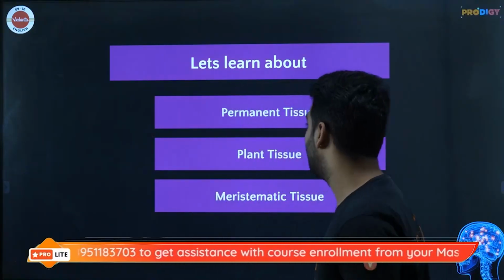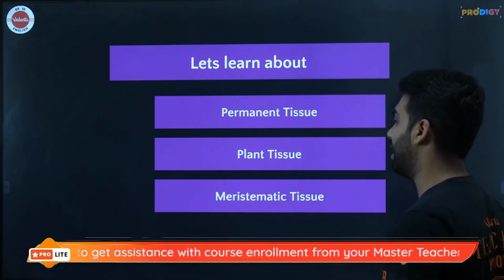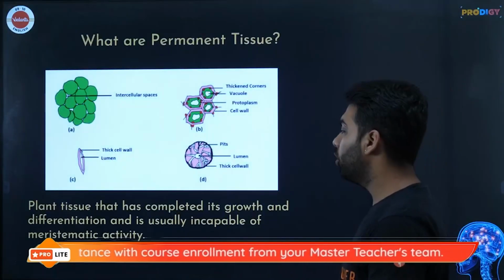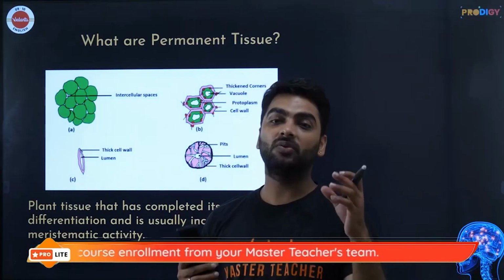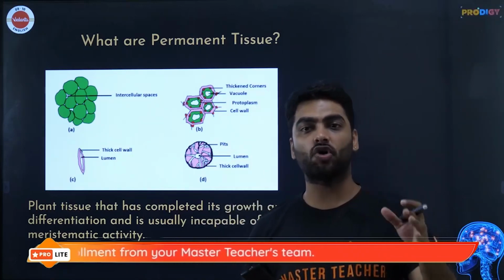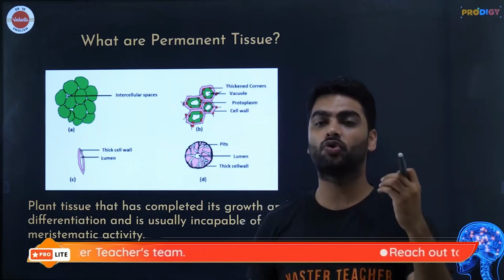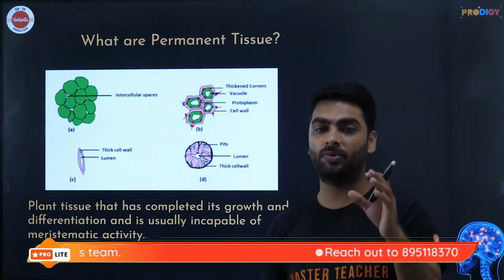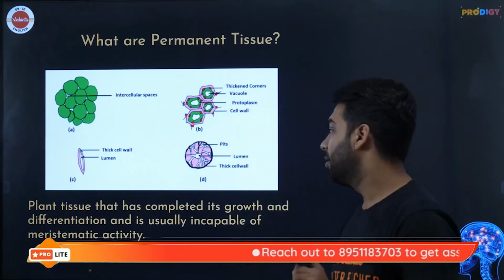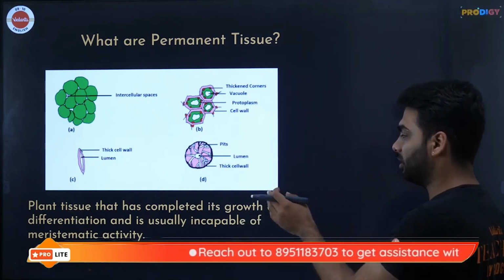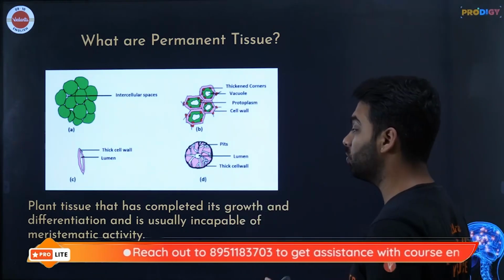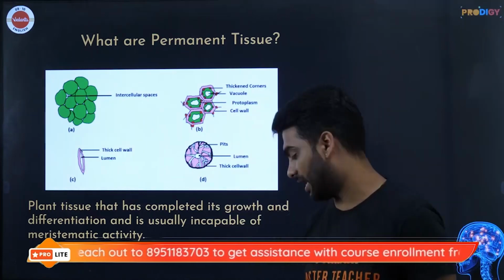So let's learn about the permanent tissues in plants. What do you mean by permanent tissues? These tissues have stopped growing. They have lost the ability to grow anymore by the process of differentiation. A permanent tissue is a plant tissue that has completed its growth and differentiation and is usually incapable of meristematic activity.